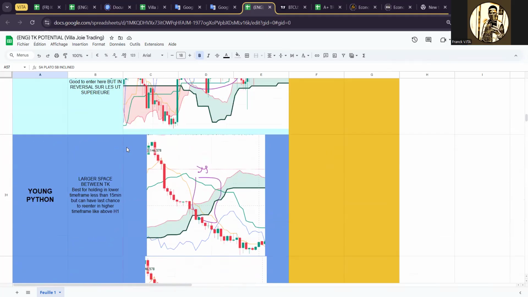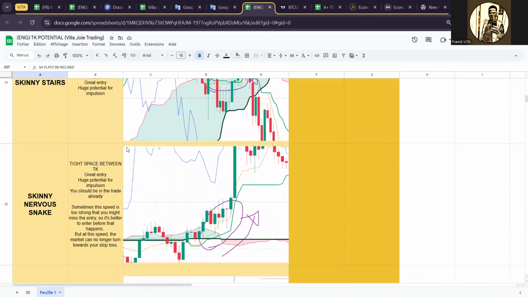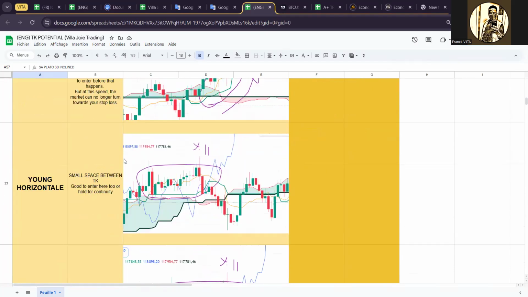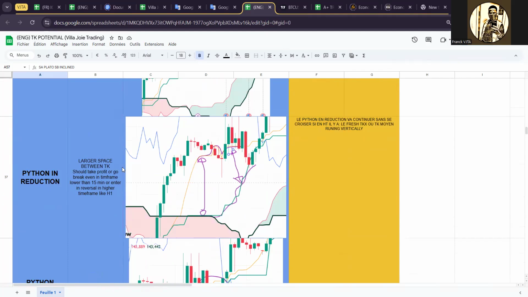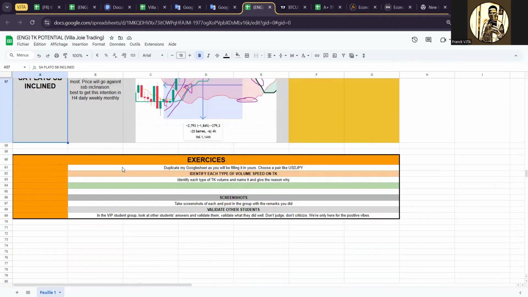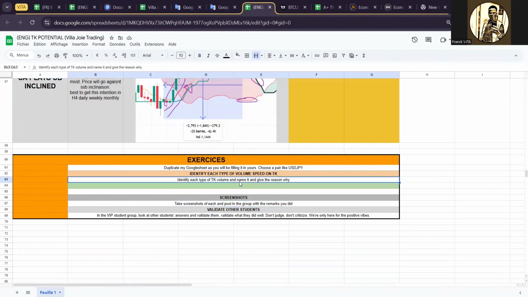Normally in live market, but if you don't see it in live market, you can look at it in the whole market, because sometimes live market will not show you all of this at once. Some can happen, some cannot happen. But give names and give reason why. That's how you can participate. And then look at what other students did. Don't criticize, and stay positive.